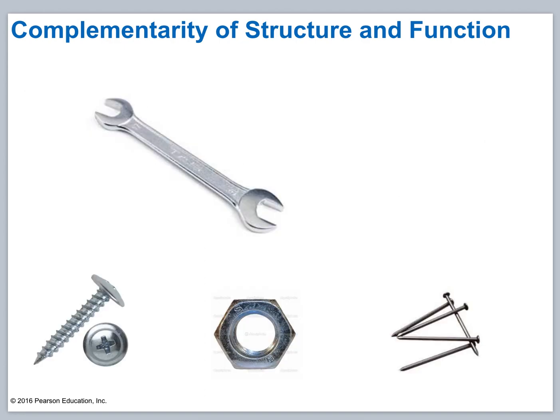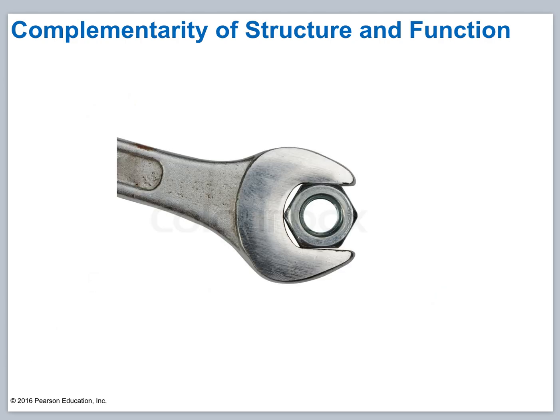As an example, I use this wrench, and a choice of 3 tools that can be used with the wrench. There's the screws, there's a nut, and there's nails. By the way the wrench is made, it's designed to fit in with the nut, not the screw or the nail. So the wrench is designed to fit around the nut, so it's complementary. The anatomy is complementary to the physiology of the wrench.